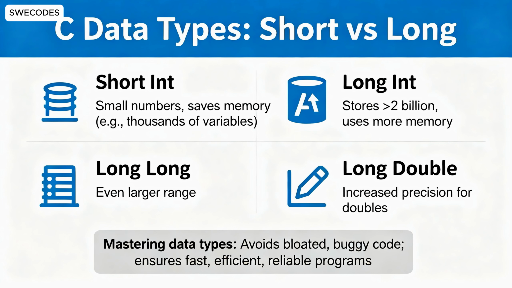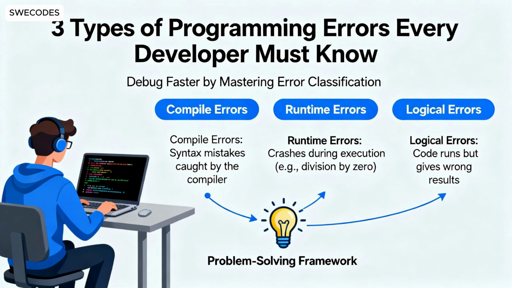Mastering C data types isn't academic. It's the difference between bloated, buggy code and a fast, efficient, reliable program. You're not just storing a number. You are defining its range, its precision, and its memory footprint. That is programming. Every programmer on Earth, from beginner to senior architect, hits this wall.